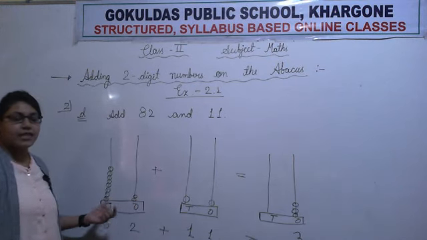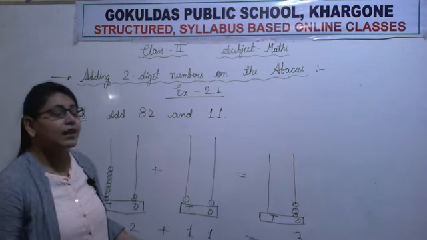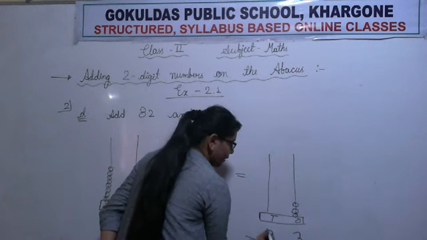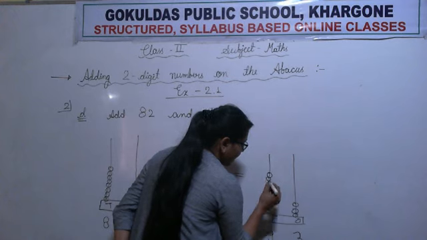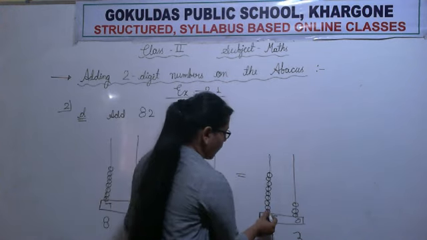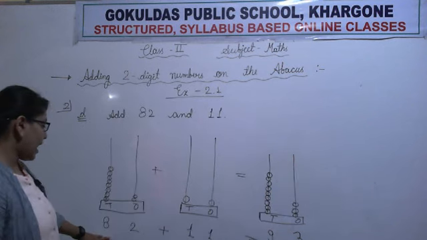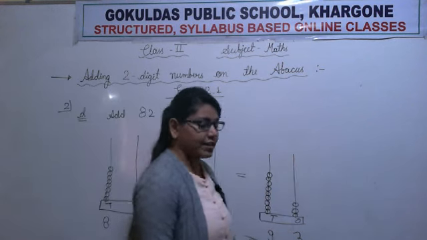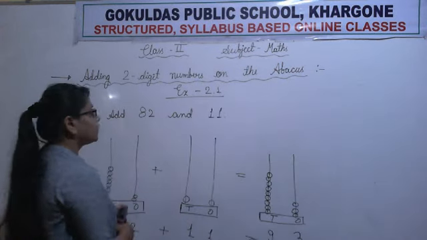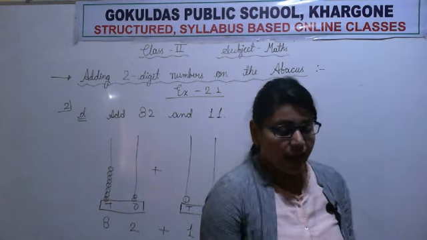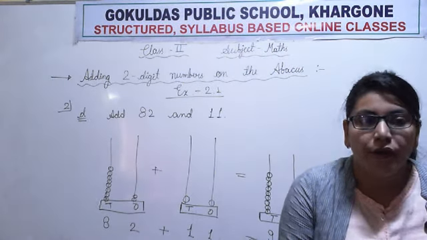Now it's turn for the 10 spikes. 8 beads plus 1 bead. 8 plus 1 is 9. So we will draw 9 beads and write the number as well. 1, 2, 3, 4, 5, 6, 7, 8 and 9. So when we add 82 and 11, we get 93 as the answer. Okay. So this is how we can do addition on abacus without regrouping.